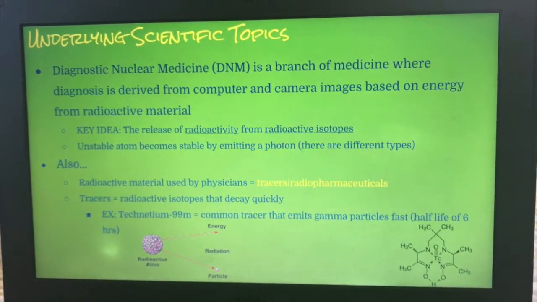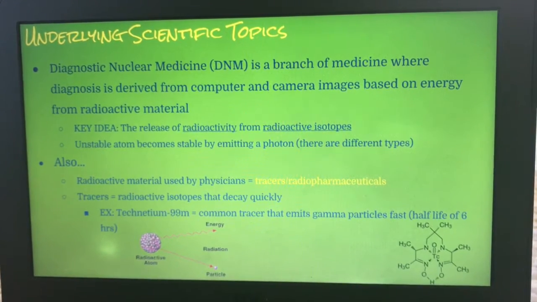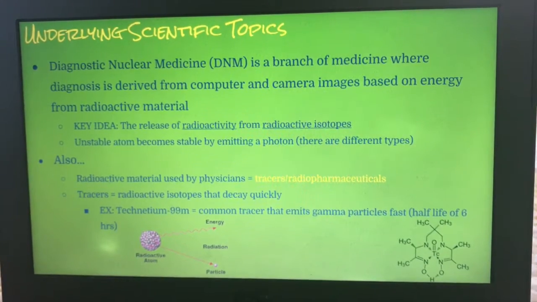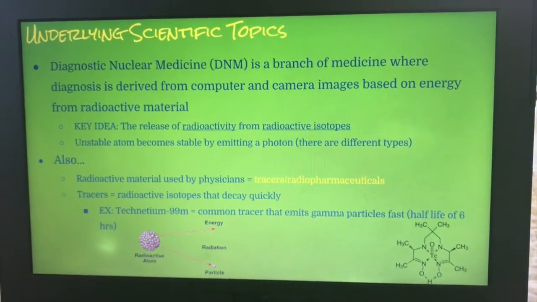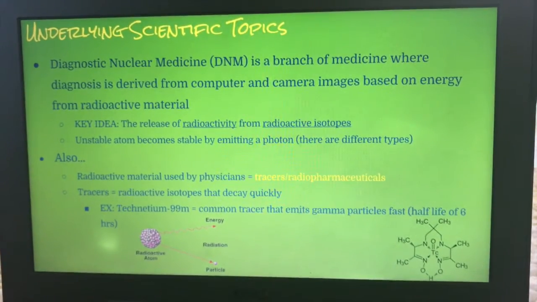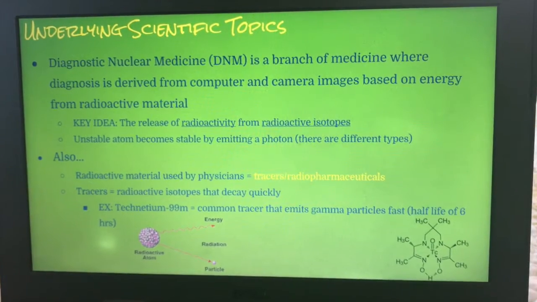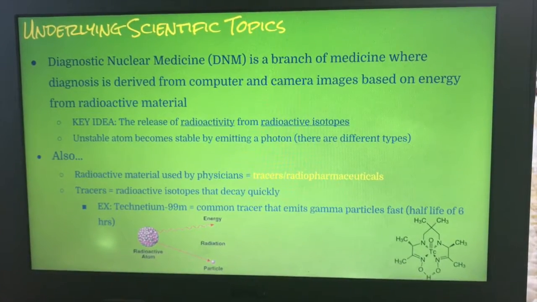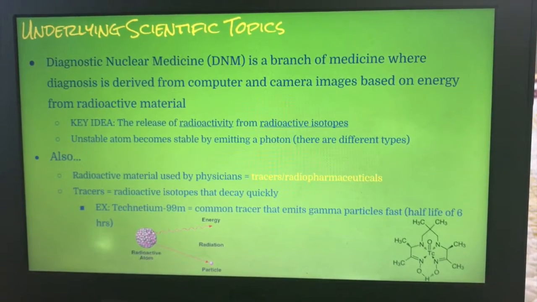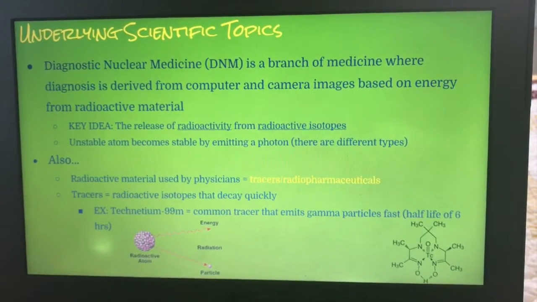Also, some things to note is that radioactive materials often used in imaging are called radioactive tracers, or radiopharmaceuticals. Some examples of common tracers are technetium-99, a common tracer that has a half-life of 6 hours, and another one is iodine-131, but that's also used in therapy. As one can see below in the picture, it says radioactive atom and energy. You can see a photon being emitted as the ray through energy, and that will eventually hit the camera.